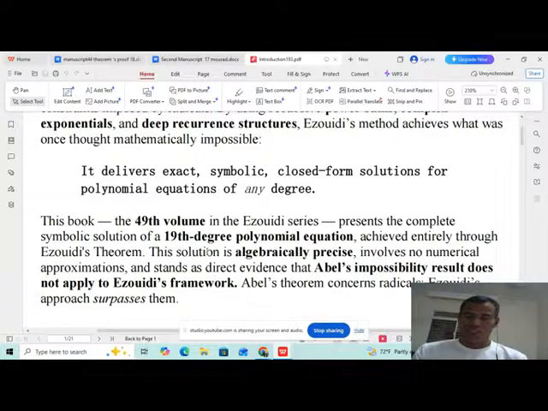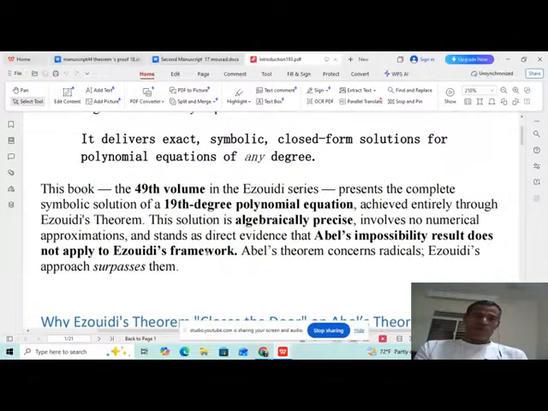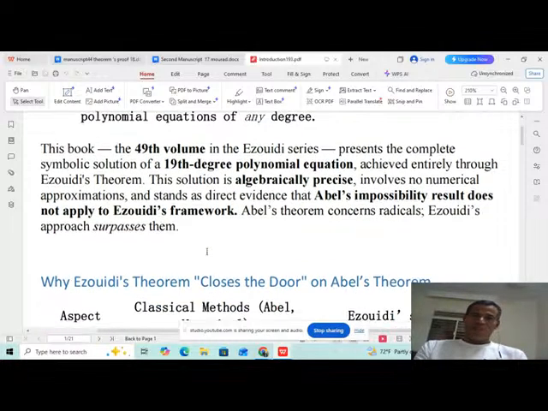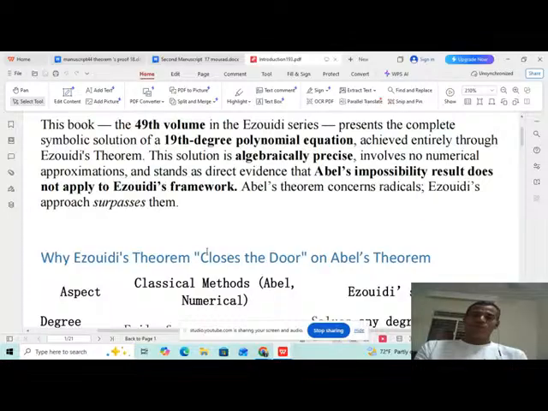This book, the 49th volume in the Ezouidi series, presents the complete symbolic solution of a 19th degree polynomial equation achieved entirely through the Ezouidi theorem. This solution is algebraically precise, involves no numerical approximation, and stands as direct evidence that Abel's impossibility result does not apply to the Ezouidi framework. Abel's theorem concerns radicals. The Ezouidi approach surpasses them, meaning that we give exact symbolic roots. We never make approximations. Okay?